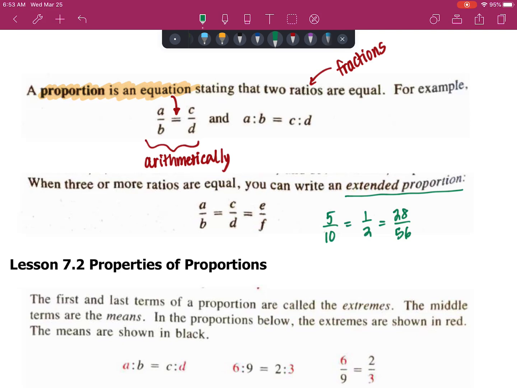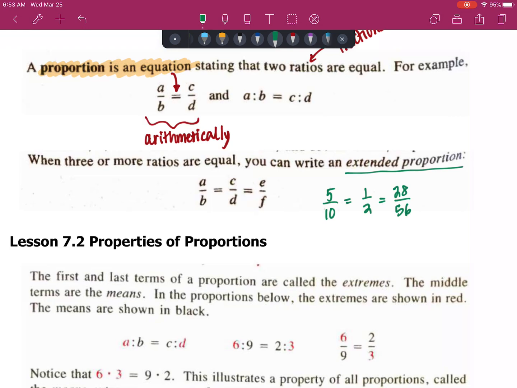So we're going to talk about these properties of proportions. I love properties of proportions. There's a few of them, so we're going to need to maybe make note cards and that kind of thing. So have your note cards out ready for the next video. And it's fun arithmetic.